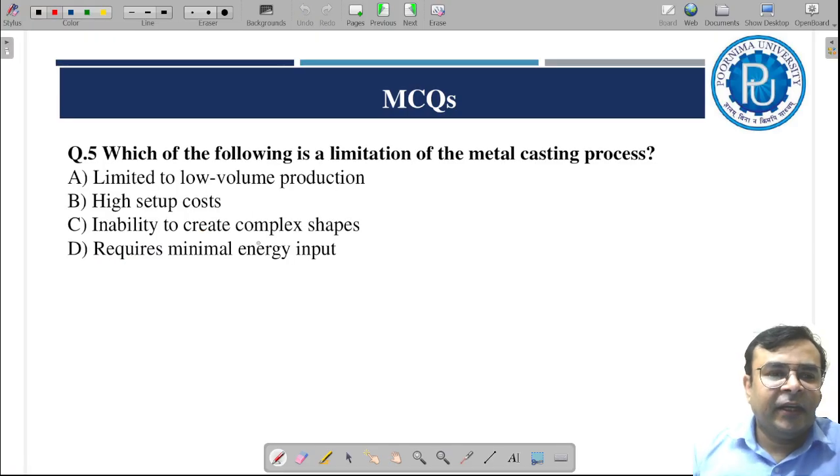Next, which of the following is a limitation of the metal casting process? Limited to low volume production, high setup cost, inability to create complex shapes, requires minimal energy input. Here we need to identify the limitation. So limited to low volume production is the right answer for this question.